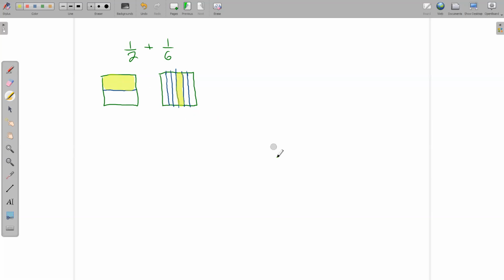And clearly this is way more stark than before. They are not the same size. So I can't say there's 2 pieces. 1 plus 1 is not 2 in this case. So what is it? Well, I'm going to try the same thing I did before. I'm going to cut each like the other.